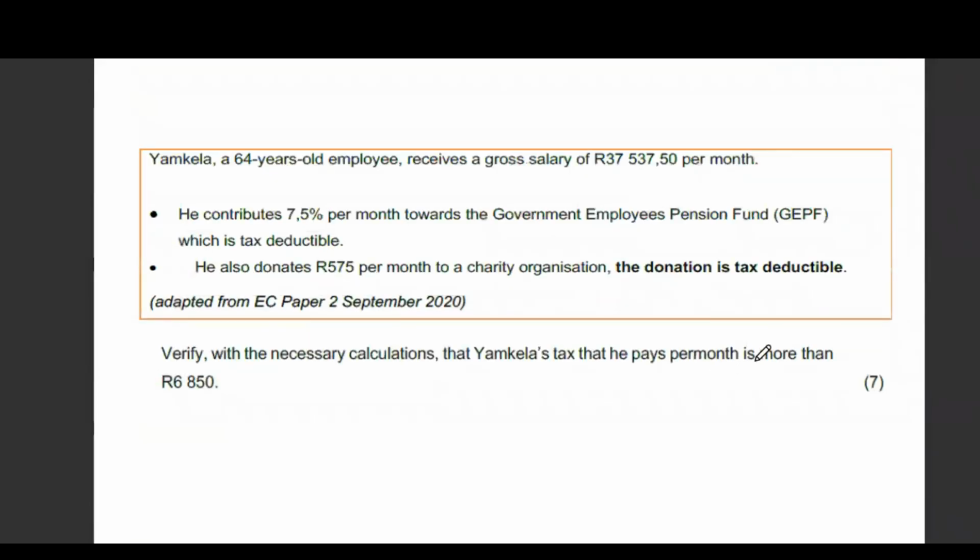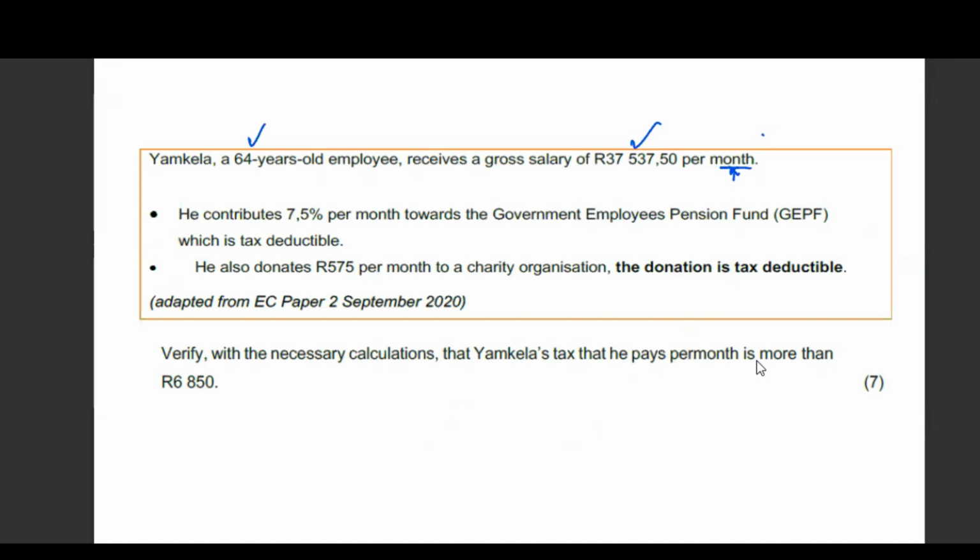All right, we go to another last example here that we have. This is a little bit interesting. Verify with necessary calculations that Yamkela's tax that he pays per month is more than 6,850. Number one, let's look at the person. We have the year. Very good. The person receives this much salary, but this is per month. The moment you hear it's per month, that means you're going to multiply by 12 somewhere, somehow. He contributes 7.5% per month towards the government pension fund.